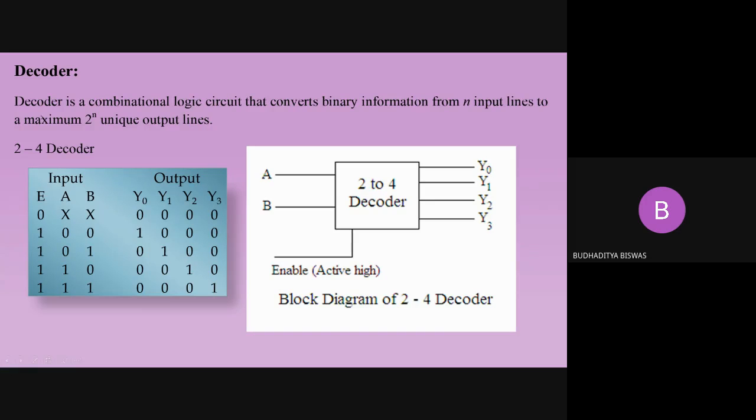Now, what is the decoder? Decoder is a combinational logic circuit that converts binary information from n input lines to a maximum of 2 to the power n unique output lines. It means that from the definition of the decoder, it is very clear that if the decoder has n number of input lines, then it has 2 to the power n unique output lines. I'll explain why it is called unique output lines.